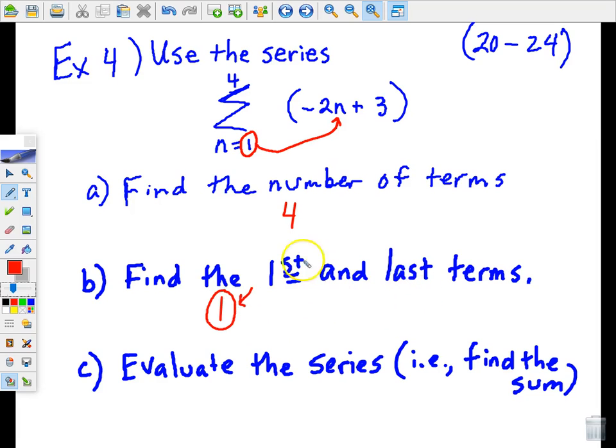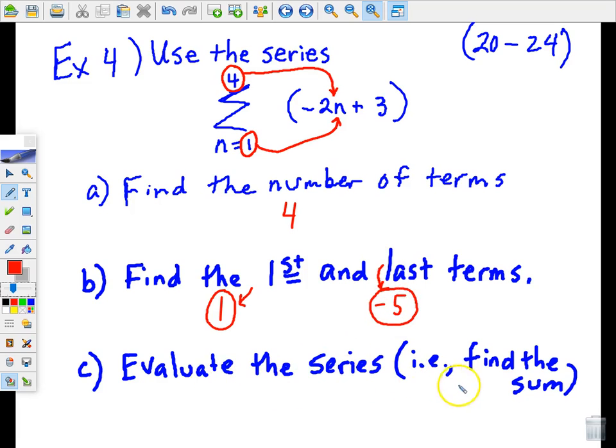And if I want to find the last term of this series that is in summation notation, I take the top number, sigma, and I plug it in and see what comes out. So -2 times 4 is -8. -8 plus 3 is -5. So that's the last term.